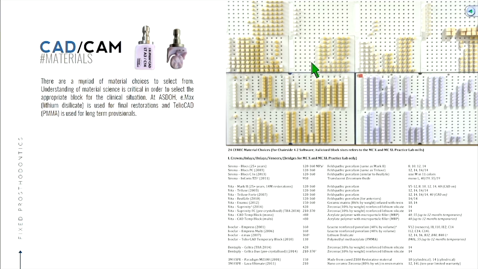So yeah, you can see all the different types of material that are available out on the market, and this is just a sample of it. You've got feldspathic porcelain, translucent zirconium oxide, more feldspathic. There's leucite-reinforced porcelain, which is our Empress, lithium disilicate, PMMA, zirconia-reinforced lithium disilicate. So all these different types of things that we can mill them out of.